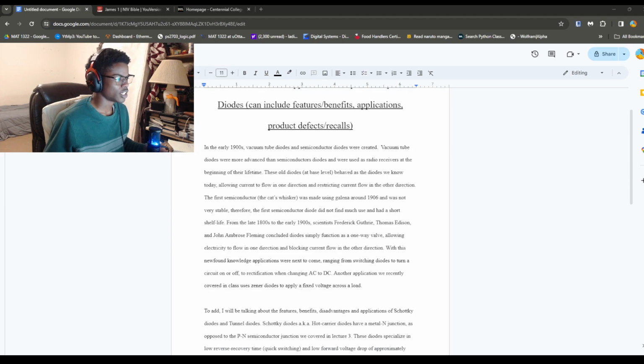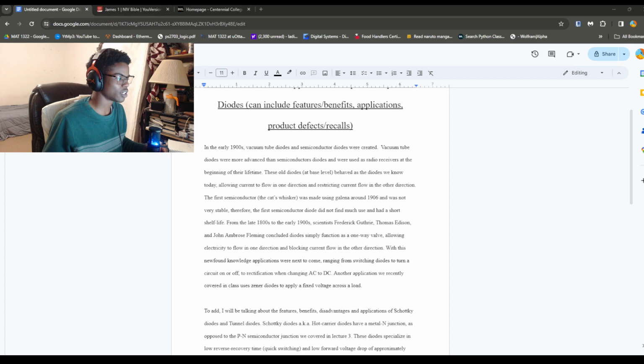In the early 1900s, vacuum tube diodes and semiconductor diodes were created. Vacuum tube diodes were more advanced than semiconductor diodes and were used as radio receivers at the beginning of their lifetime. These old diodes, at base level, behaved as the diodes we know today, allowing current to flow in one direction and restricting current flow in the other direction.